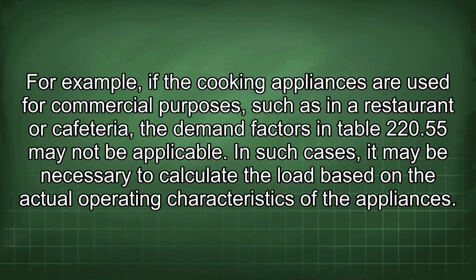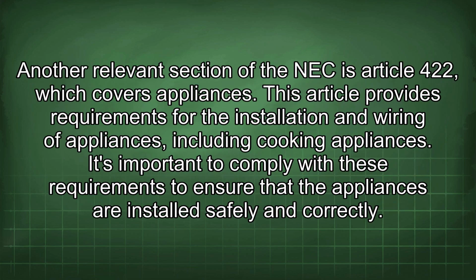For example, if the cooking appliances are used for commercial purposes, such as in a restaurant or cafeteria, the demand factors in table 220.55 may not be applicable. In such cases, it may be necessary to calculate the load based on the actual operating characteristics of the appliances. Another relevant section of the NEC is Article 422, which covers appliances. This article provides requirements for the installation and wiring of appliances, including cooking appliances. It's important to comply with these requirements to ensure that the appliances are installed safely and correctly.